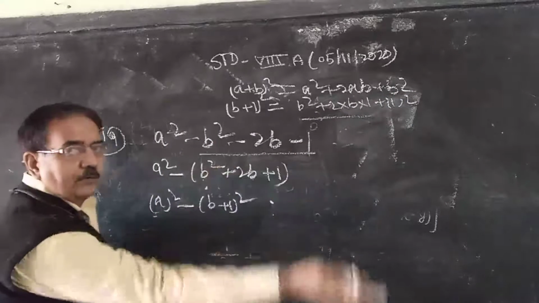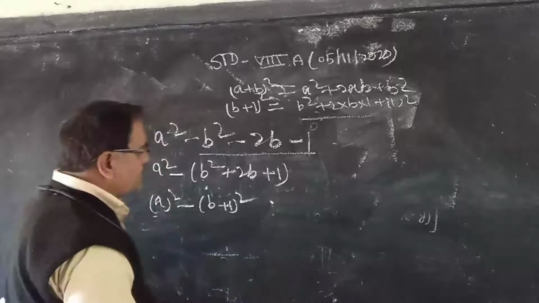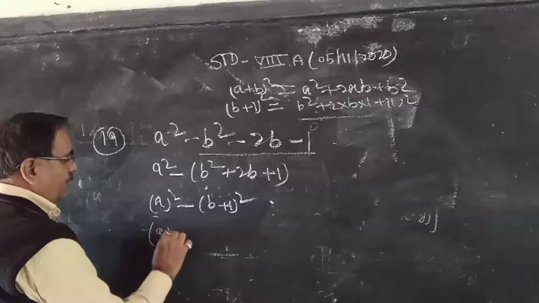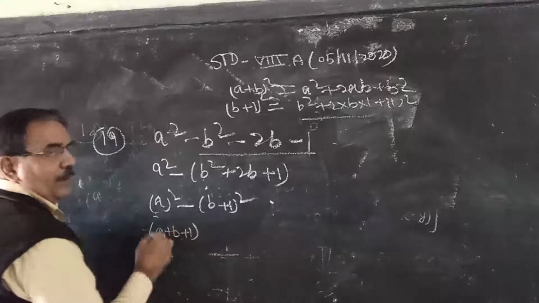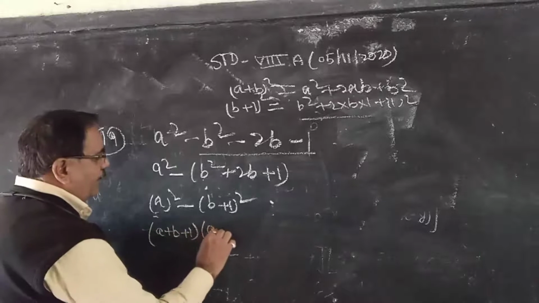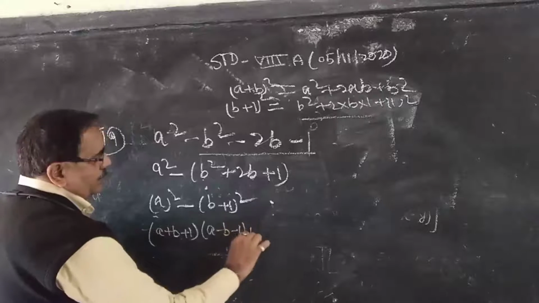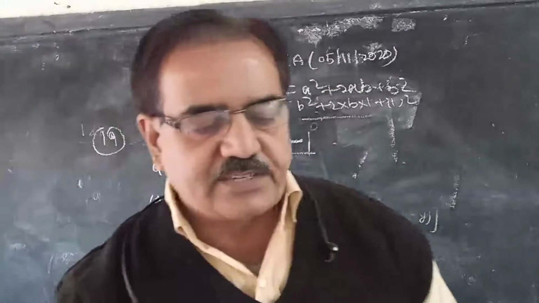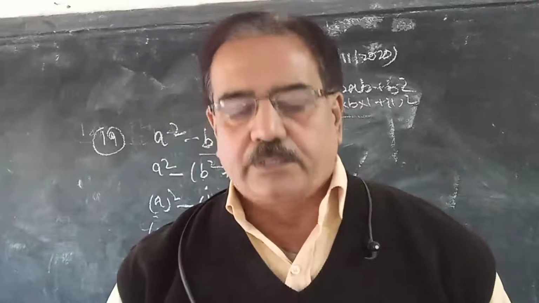Now the question is also converted into the formula a square minus b square. Write in result form. So a plus b means a plus b plus 1, and a minus b means a minus b minus 1. This is our answer. So today we will complete this exercise.